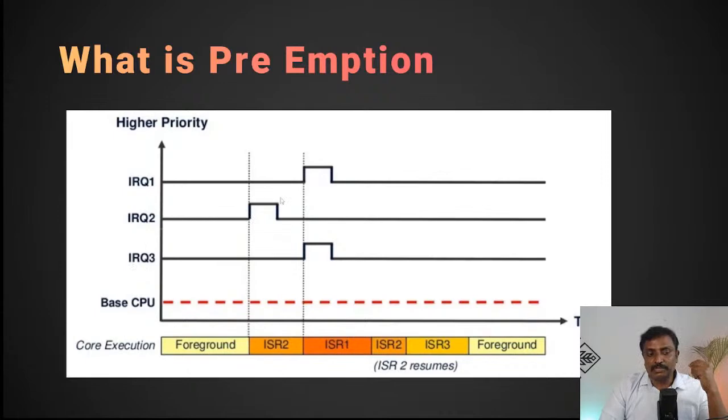When IRQ2 arrives, it serves ISR2, interrupt service routine 2. Suddenly you get two interrupts simultaneously, one from IRQ1 and one from IRQ3. IRQ3 is the lowest priority, so it gives priority to IRQ1, which is higher than IRQ2. So what happens? It preempts IRQ2, holds it, and services ISR1. Once ISR1 is completed, it comes back to ISR2 and executes that. Once ISR2 is completed, it executes ISR3. So this is called preemption.